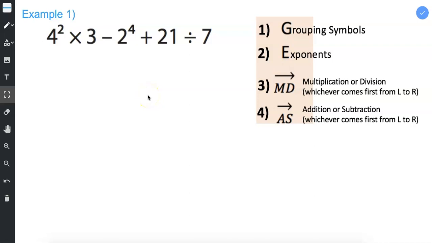We are ready to apply our order of operations. Let's go ahead and pick the color we want to use for this example.